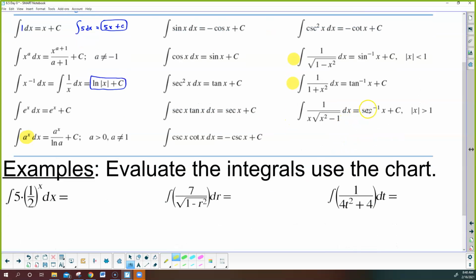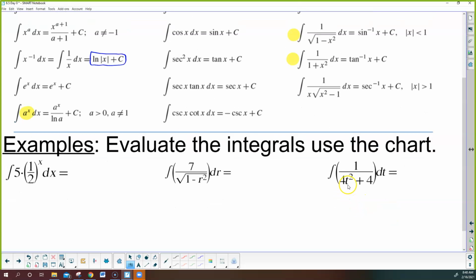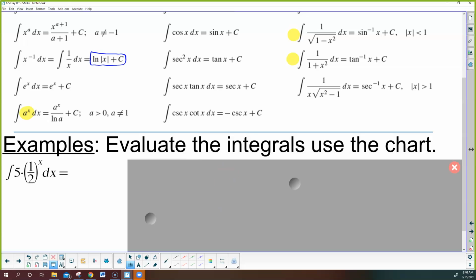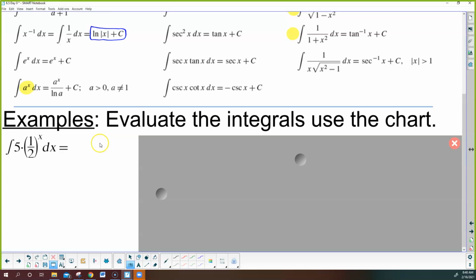All right, so let's use the chart to evaluate some integrals. And you'll notice they're not all identical to what you see. And that's where you have to understand the properties of integrals as well. So I would write these ones down here. And we're going to go through them shortly. So let's do them one by one here quick. I'll scoot this up just a little bit for now.